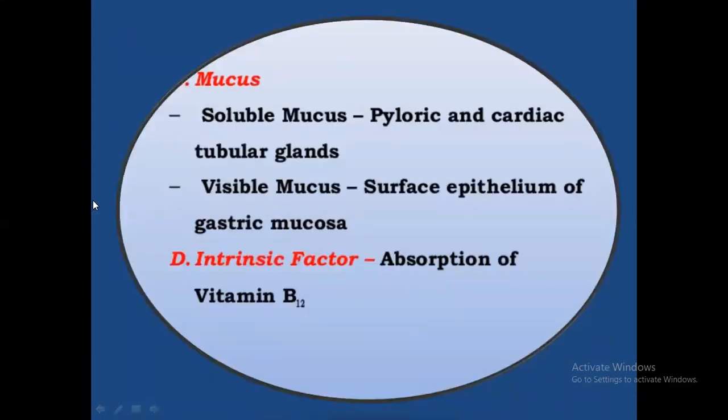And next one, mucus. Mucus is present in the gastric juice. Here there are two kinds of mucus: soluble mucus and visible mucus. The pyloric and cardiac regions produce the soluble mucus, and the surface epithelium of the gastric mucosa produces the visible mucus. And another substance is the intrinsic factor. I already told this intrinsic factor is useful for the absorption of vitamin B12.